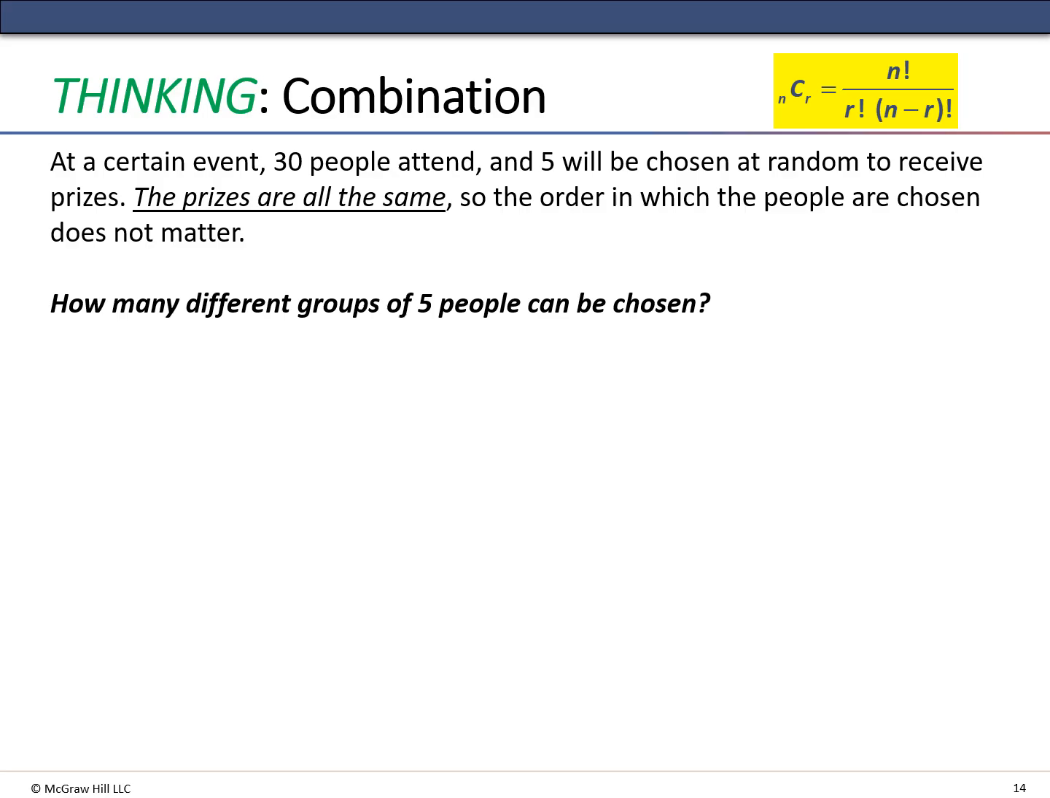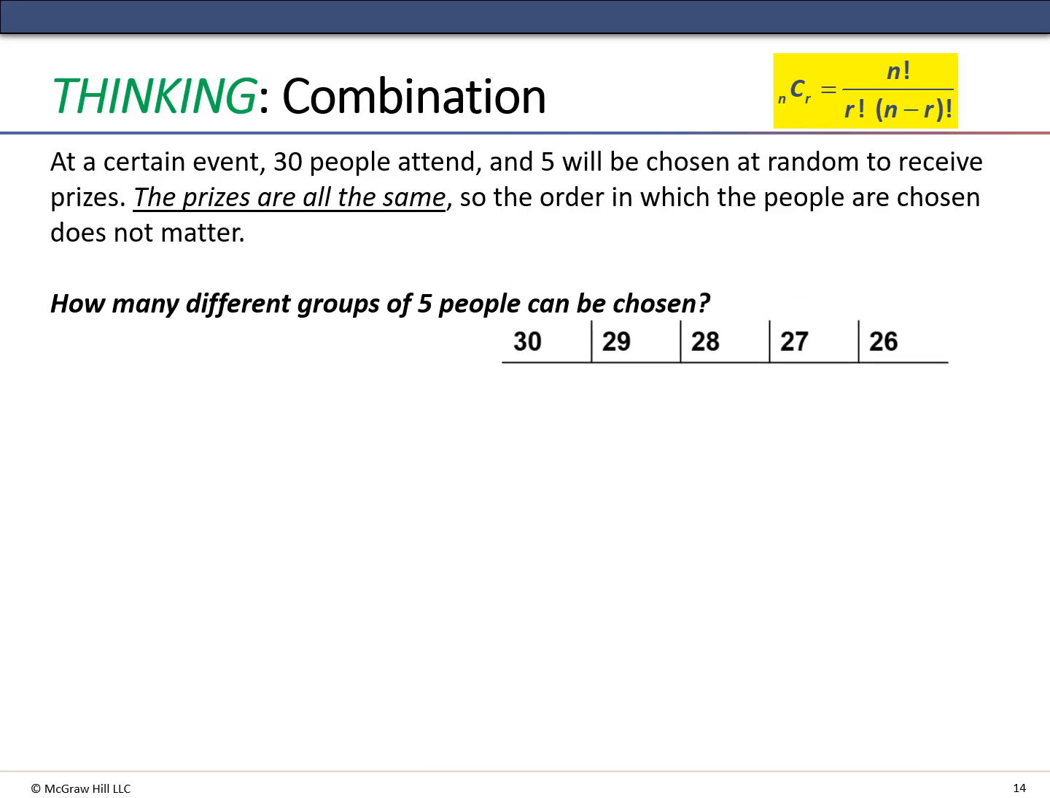At a certain event, 30 people attend and 5 will be chosen at random to receive prizes. The prizes are all the same, so the order in which people are chosen doesn't matter. Remember before we saw people given different prizes. If you were first in the order you got the top prize. If you were fifth, you got the last prize, and so that was a permutation. When the prizes are all the same, it doesn't matter if you have 5 people in any order, they're all getting the same thing. So changing the order does not change the meaning, in this case, what prize they get. So how many ways can different groups of 5 people be chosen?